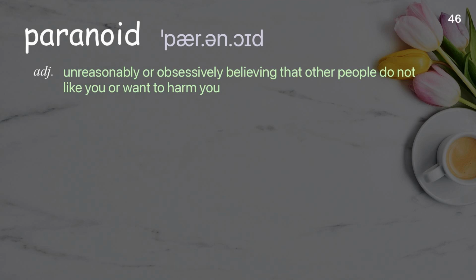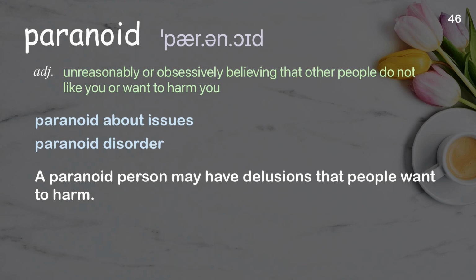Paranoid. Unreasonably or obsessively believing that other people do not like you or want to harm you. Examples: Paranoid about issues. Paranoid disorder. A paranoid person may have delusions that people want to harm.